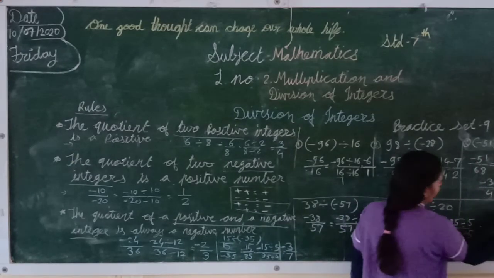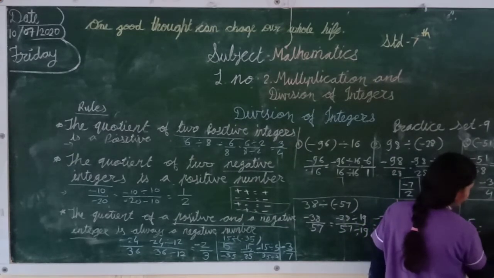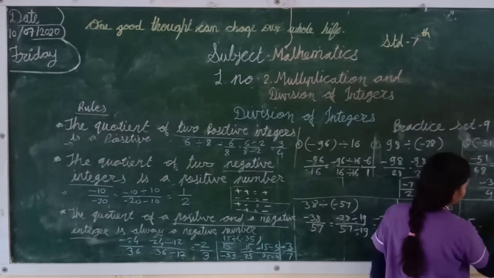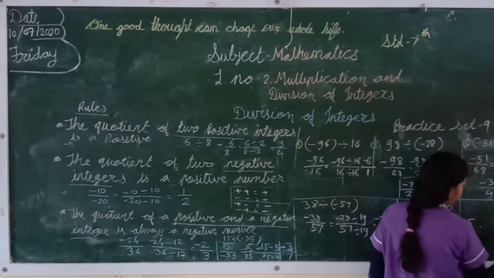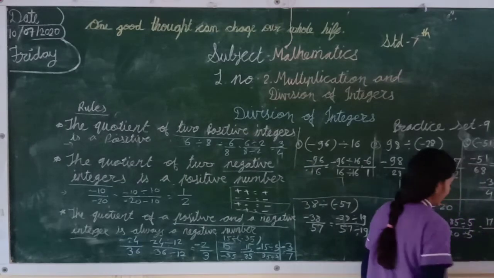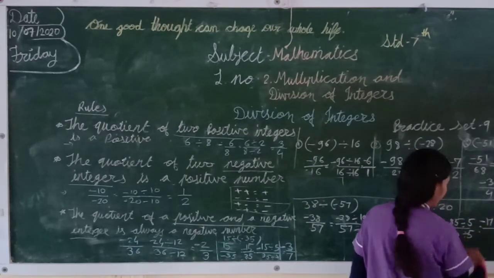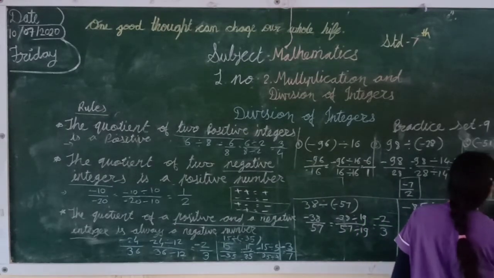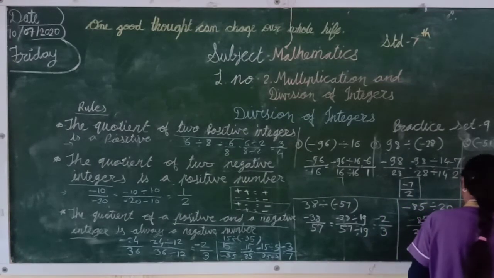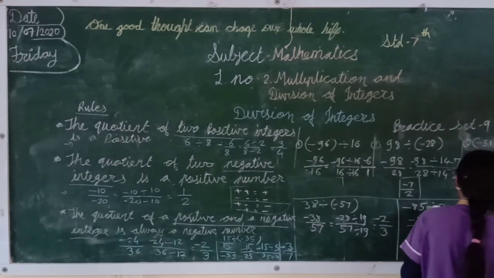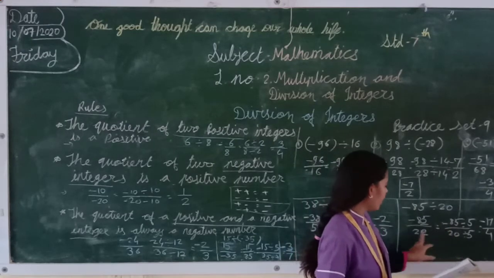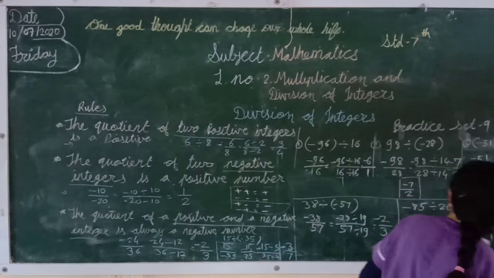5 ones are 5. 8 minus 5 is 3. Then 5 sevens are, how much? 35. Okay, this minus sign here will come. Next one, 5 fours are 20. I hope students you understood this one. Okay. Now student we will see the next one.